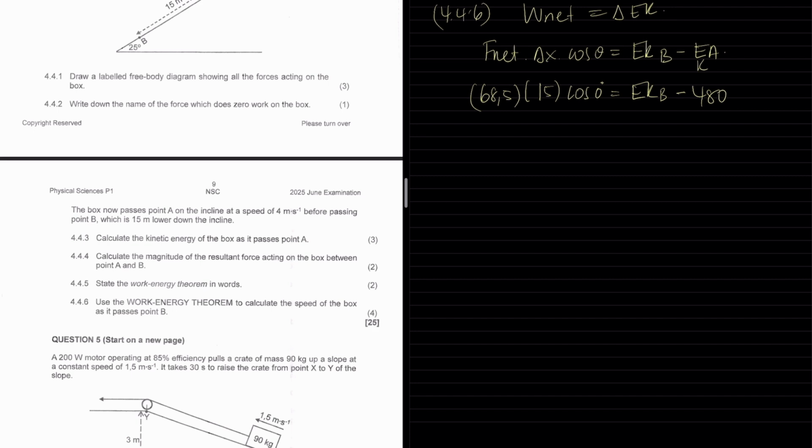Now we can solve. 68.5 times 15 times cos of 0, which is 1, plus 480 is going to equal half times 60 times the velocity at B squared. Now we solve for VB, and don't forget to square root. VB is going to equal 7.09 meters per second.